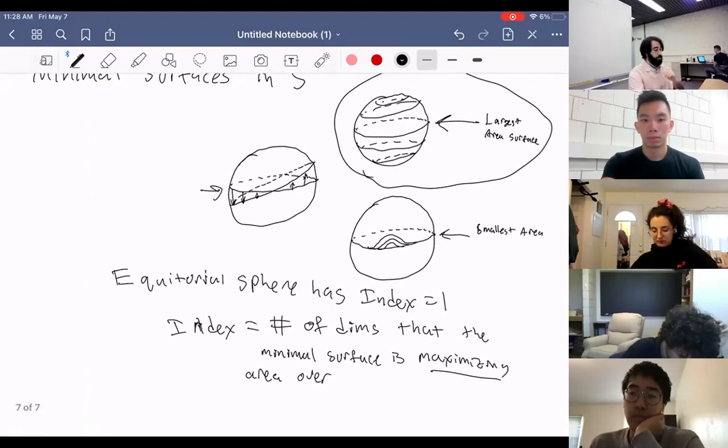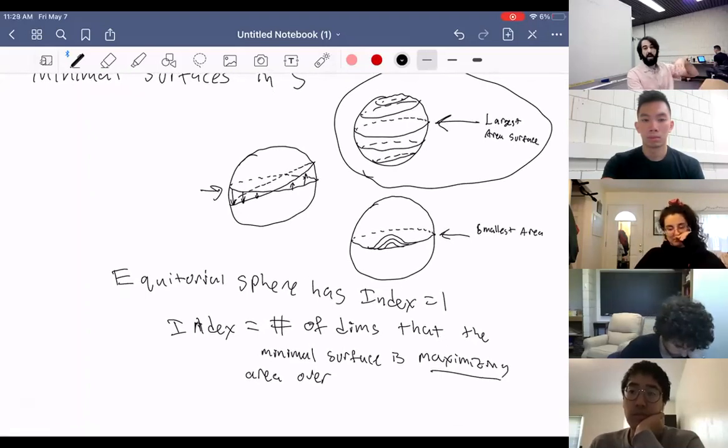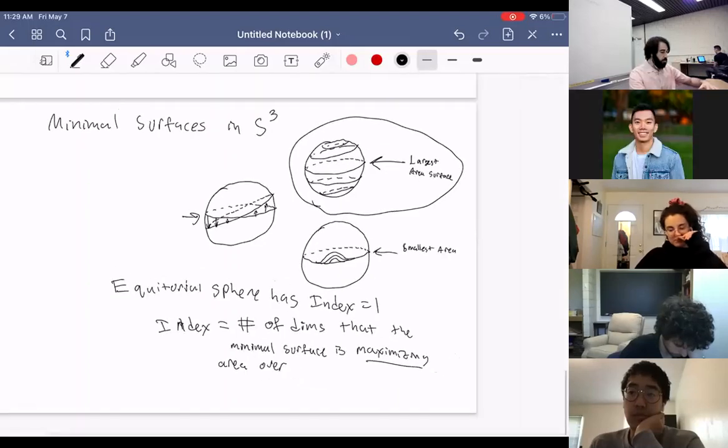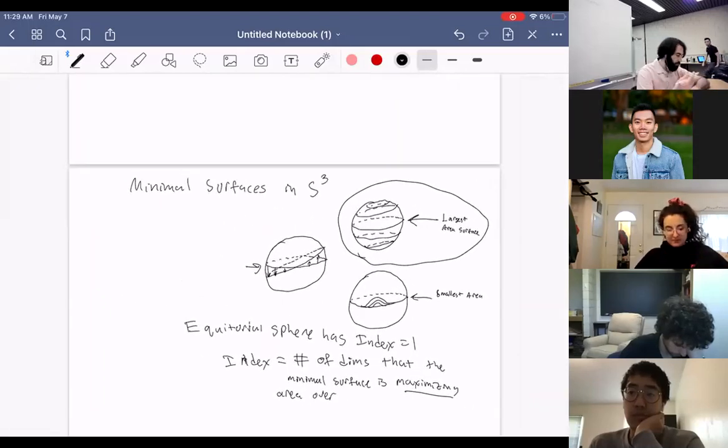In all other dimensions, it's still going to be minimizing. So it's a saddle point, but with finitely many negative eigenvalues. And the reason that the index is always going to be finite is because basically the Laplacian is an elliptic operator, but that's analysis, which I'm not going to be talking about. So the way that people see that this equatorial sphere is minimizing is, there's two ways to do it.